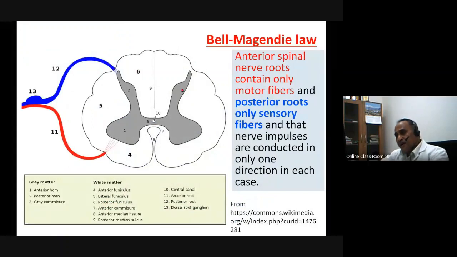Now, coming back, this is the transverse section of the spinal cord at one level, and here we have a number of structures. In this transverse section of the cord, the blue one is the dorsal root or posterior root. The red one is the ventral root or anterior root. And as per the Bell-Magendie law, the dorsal root carries the sensory information, and the ventral root carries the motor information. So that is what the Bell-Magendie law states.